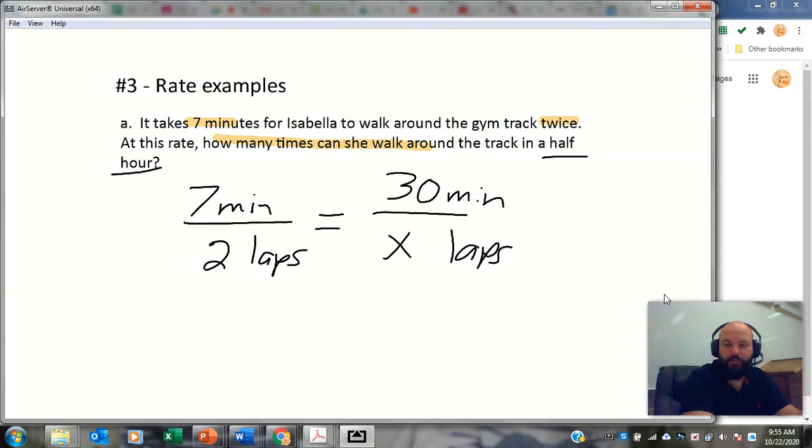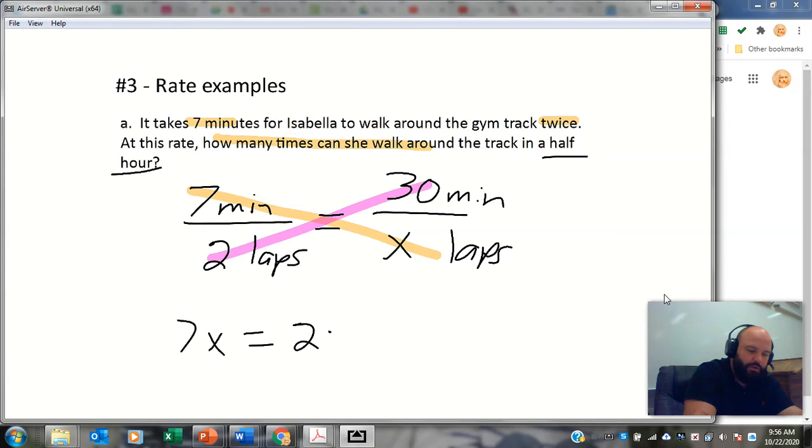the end of the first video, the type of problems where you just have to cross multiply. And so that's exactly what we're going to do. We're going to multiply 7 times x first, and then we're going to do 2 times 30 like that. So we have 7 times x, and that's going to equal 2 times 30. And so you can see 7x would equal 60.